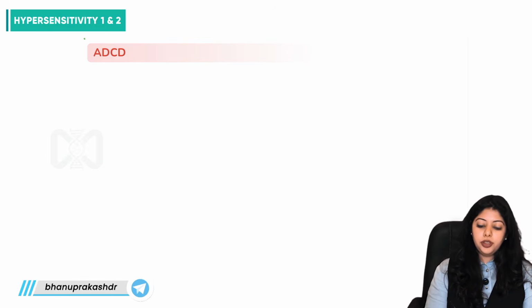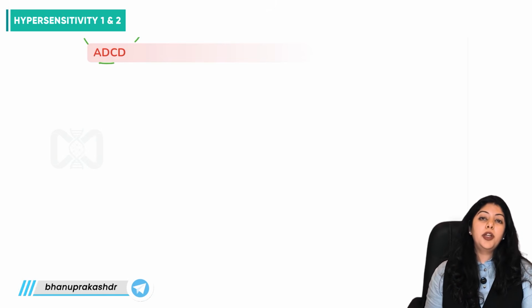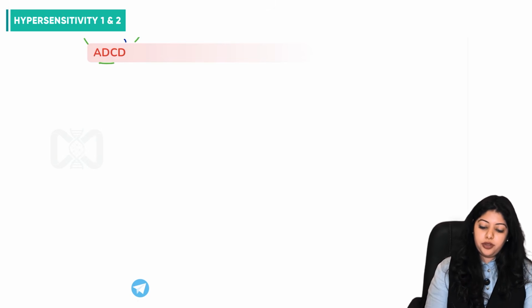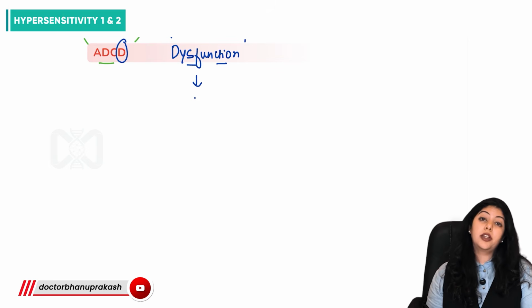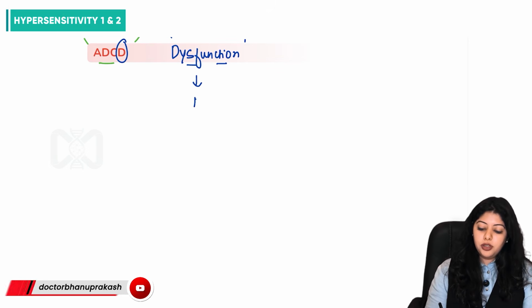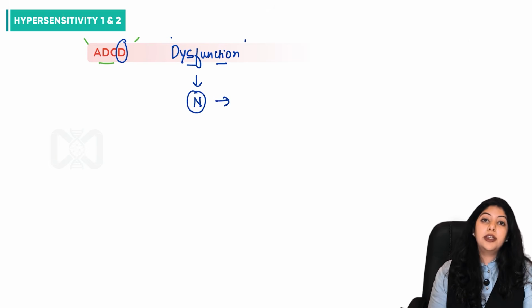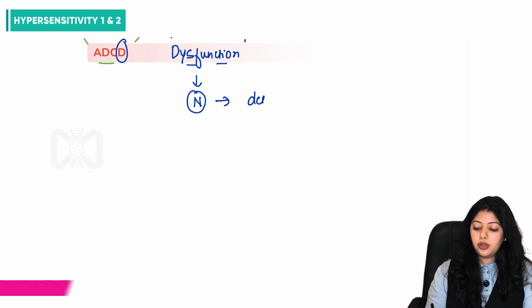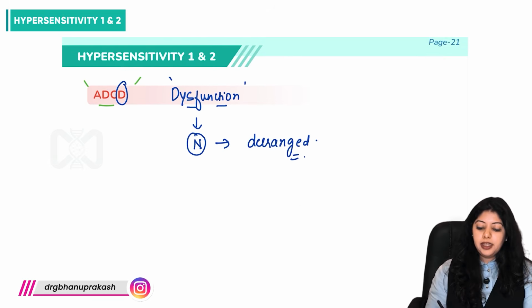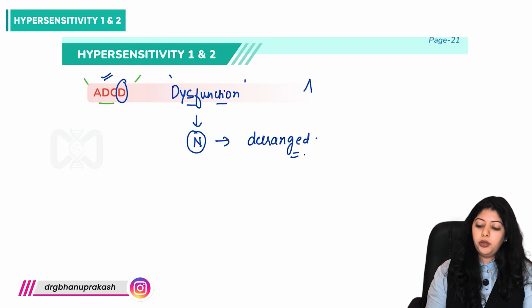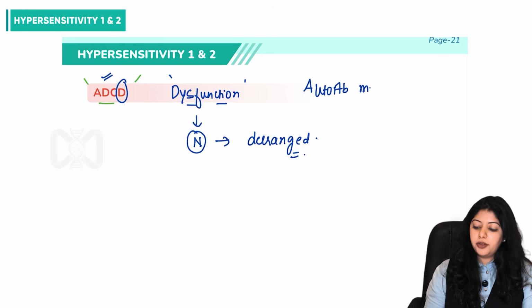Now moving on to the third mechanism, which is antibody dependent cellular dysfunction. So there is some form of dysfunction which is occurring. With dysfunction, we mean that there is some dysregulation occurring in the body. So normal function of certain cells or receptors is deranged. As already discussed, this particular mechanism is autoantibody mediated.